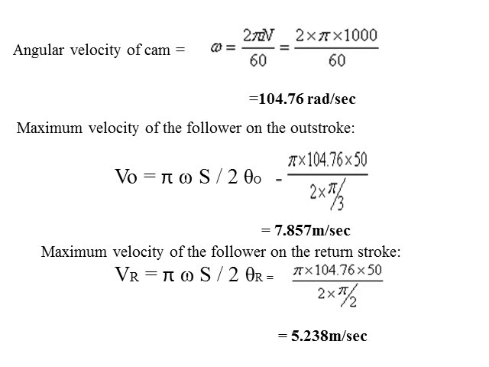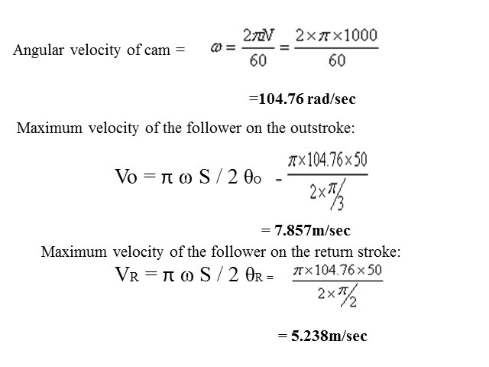After that, theta naught, that is the outstroke, is 60 degrees and it is in degrees, but we need it in radians. So convert the 60 degrees to radians. Then you substitute that in the formula, and we will be getting the answer.